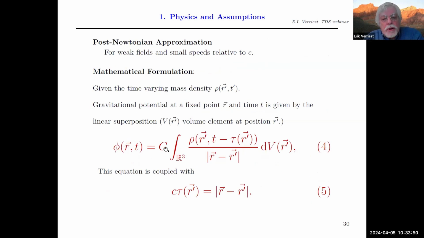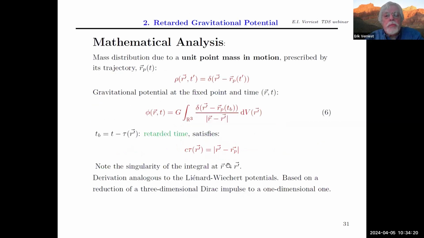And then, all right, so let's write the contribution to the potential at point r at time t, as all these contributions. dv is the volume element at r prime, and so here we see the delay. The Newtonian case, of course, would just be no delay here. Okay. And this equation is then coupled also to this implicit delay function.